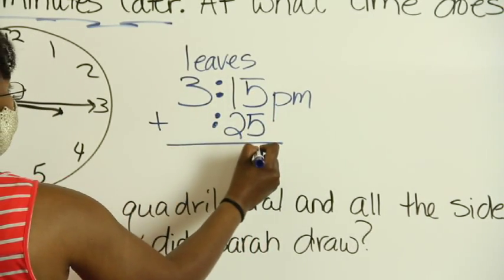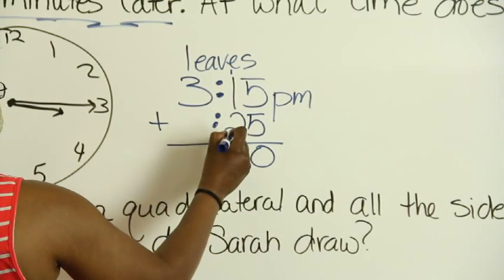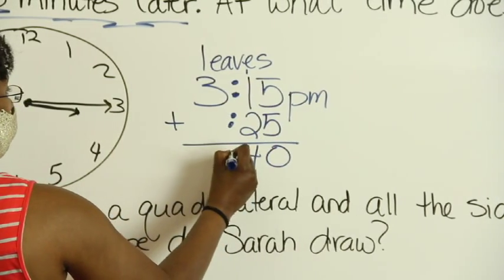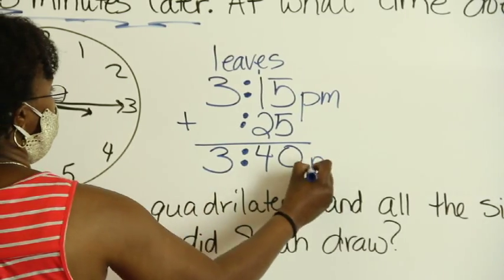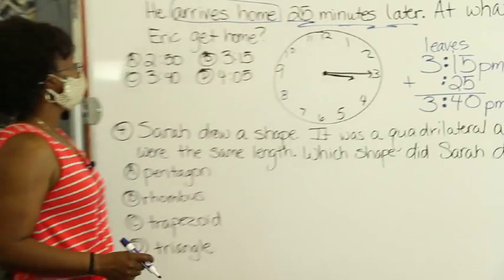5 plus 5 is 10. 0 here. Carry the 1. 2 plus 1 is 3. Add 1 is 4. And just bring your 3 down. So according to this, he should have gotten home at 3:40.